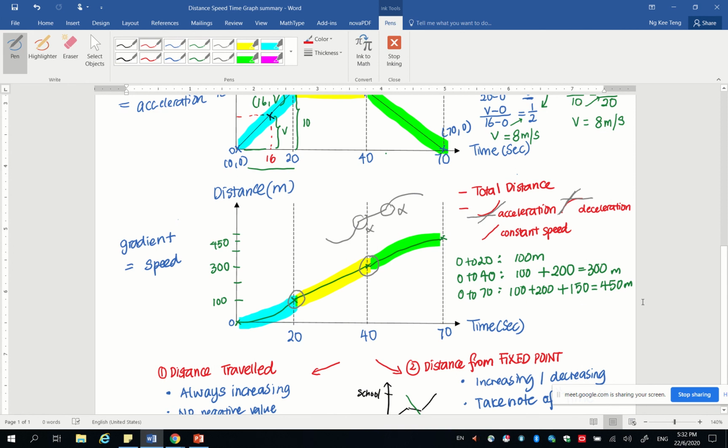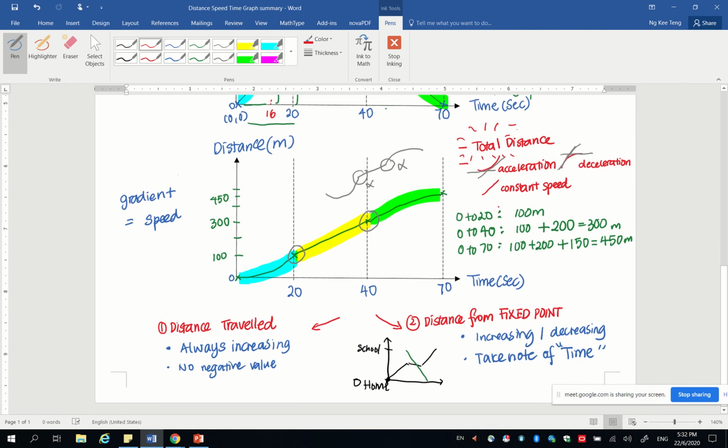Maybe I should put total distance with a bling bling. Yes, total distance, you must use total distance. And then given your scenario kind of question, especially this type, fixed point. These are the main fields that are likely going to be tested.